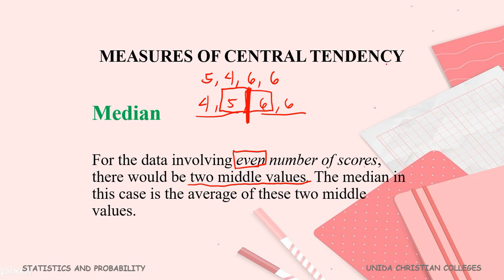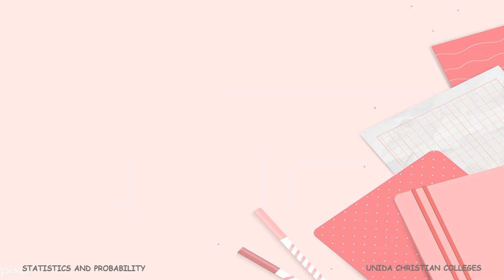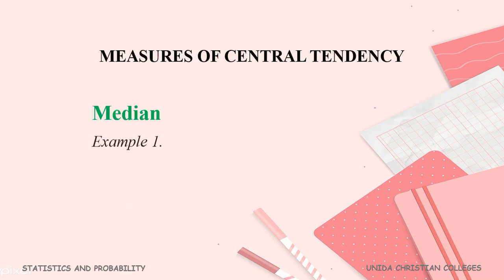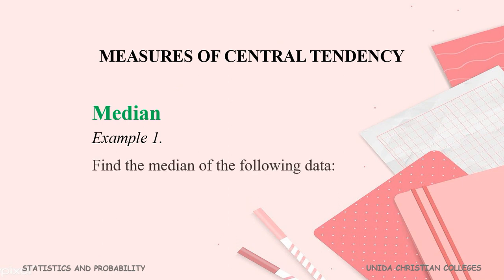So, para makuha yon, all we have to do is to add the 2 and then divide it by 2. So, 5 plus 6, which is 11, divided by 2, we have 5.5. And that will be your median, if ang given po is an even number of scores. Okay? Ayan. Sige. Let's have our first example.